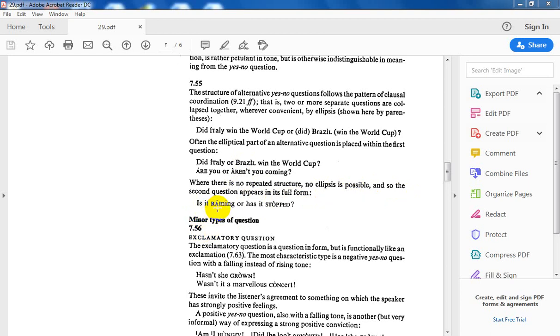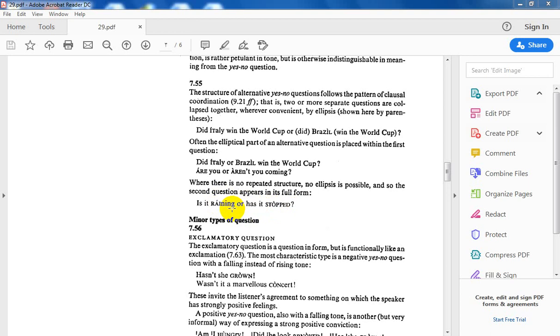Is it raining or has it stopped? Now, I do not have something repeated in the question, so I should make two different, full questions. Is it raining? This is the first. Or has it stopped? You see, they are completely different. That's why I do not use ellipsis here. This is what concerns the alternative question.